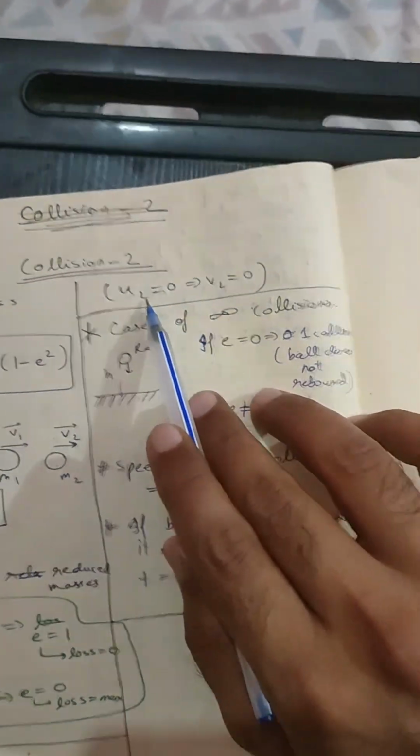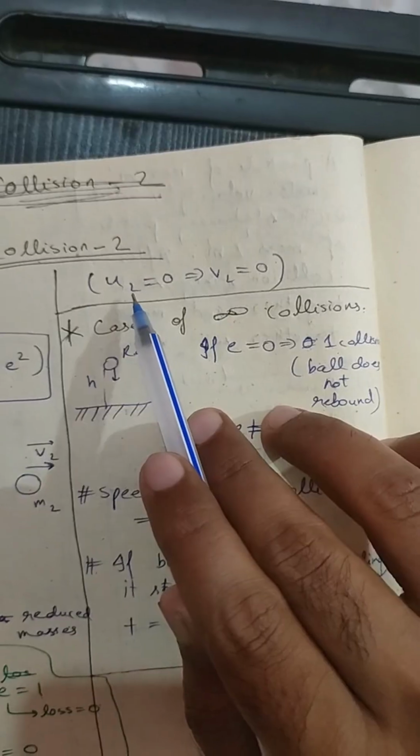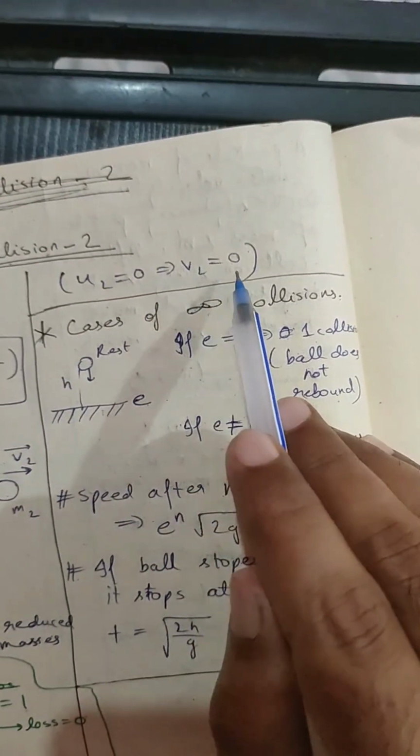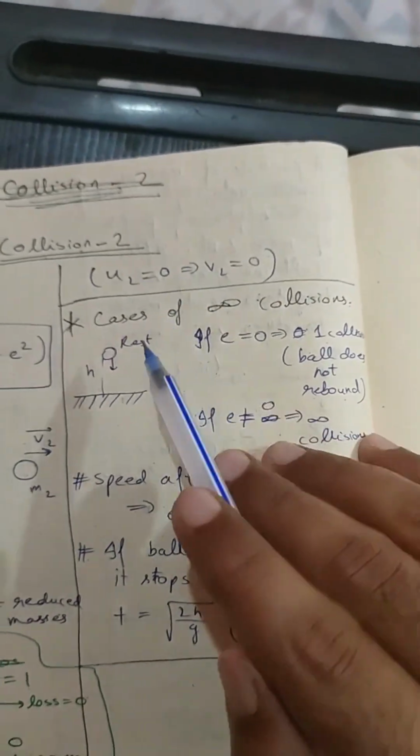Also, this one is an important thing: if u2 is 0, that is, let's say a bus is at rest and a ball comes and collides with it, then the bus will still be at rest. So this is a normal thing, common sense.